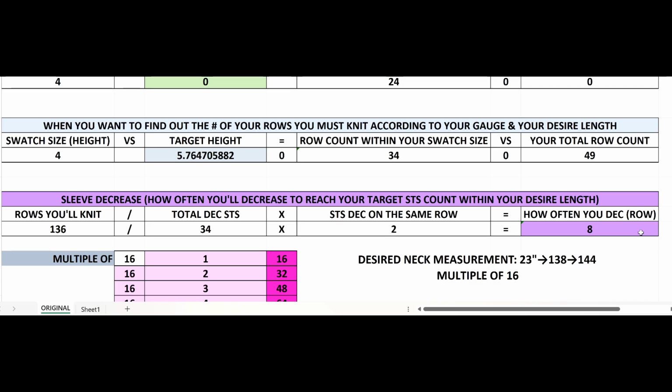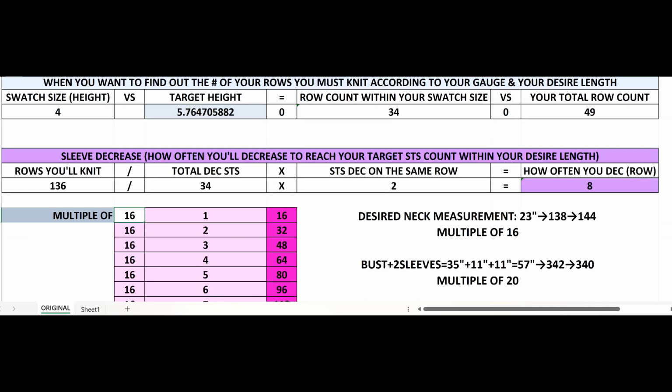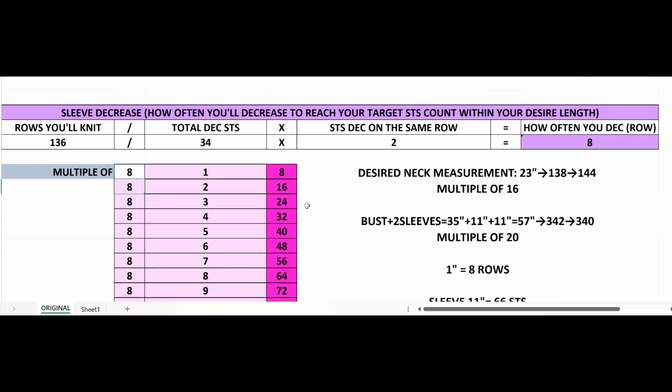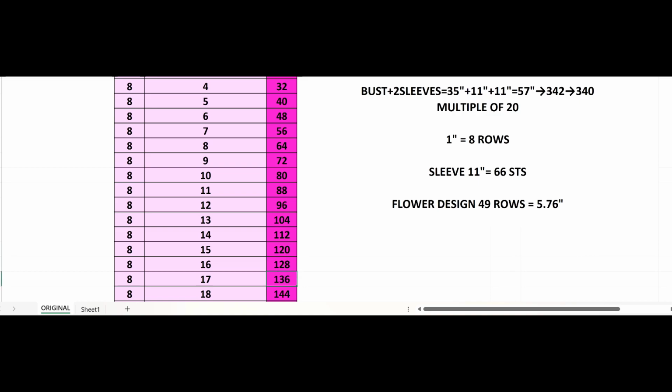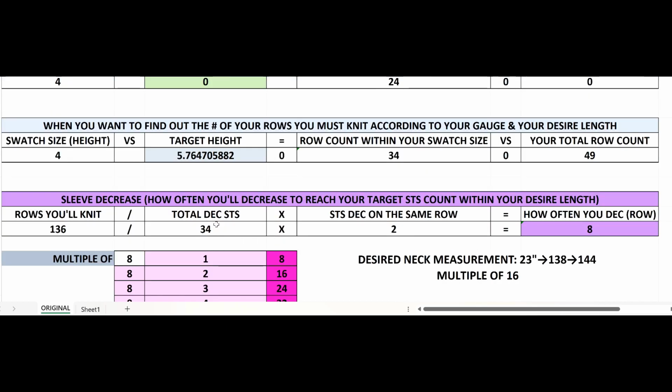Right, on the 8th row, I have to decrease 2 stitches. So the 8th row, 16th row, 24th row, which are multiples of 8. So let's go here, 8. There you go. So 8, 16, 24, 32, 40, 48, and so on, until 136. So 17 times. 17 times 2 is 34, which is my total of decreasing stitches, right?